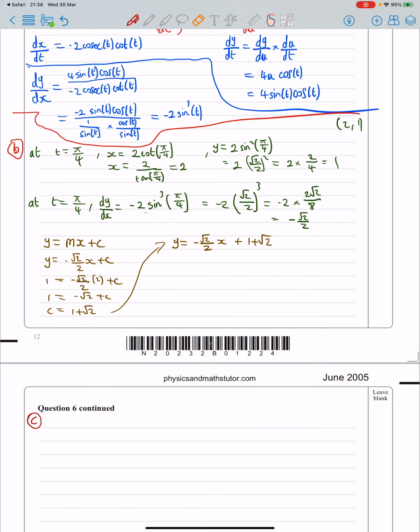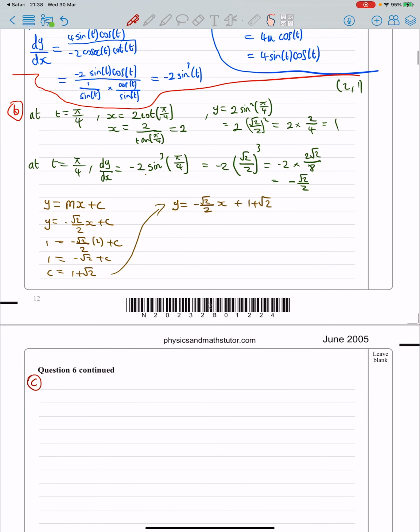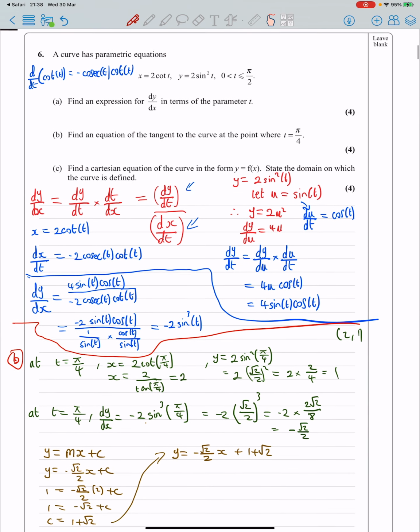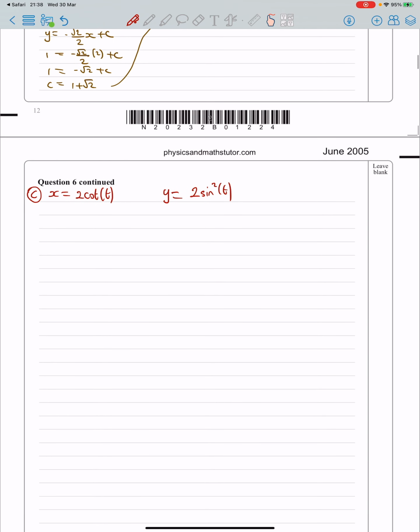I'm just going to restate what facts we had. So we had that x was equal to 2 cot t, and y was equal to, was it 2 sine squared t? Let me just do a little sanity check. Yep, 2 sine squared t. Okay, so what we're not going to do is take inverses to get t by itself. That's not how we do this question. Please don't believe that that is how we do it, because it's not.